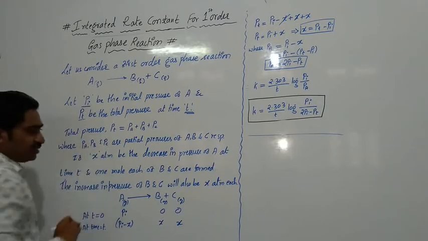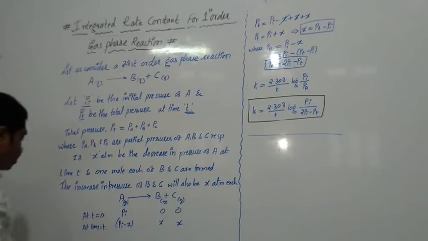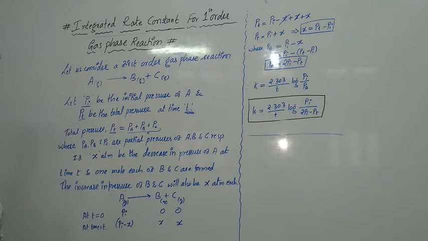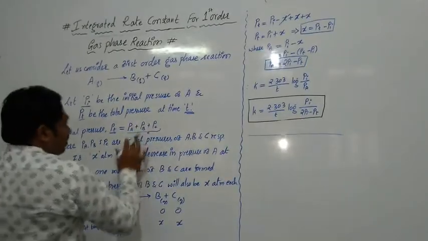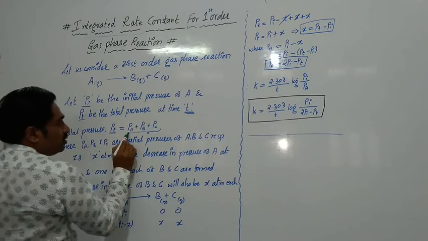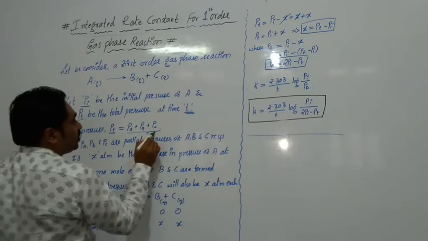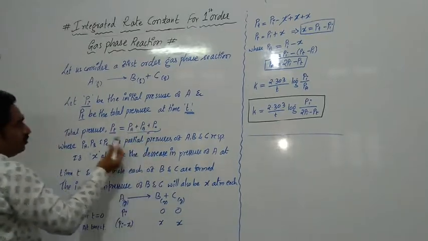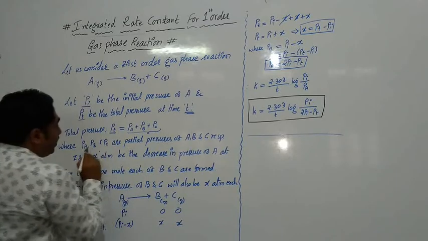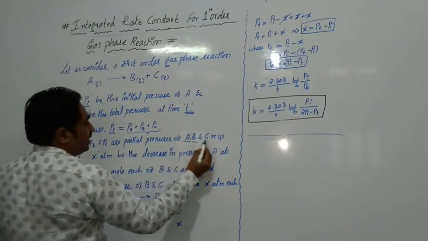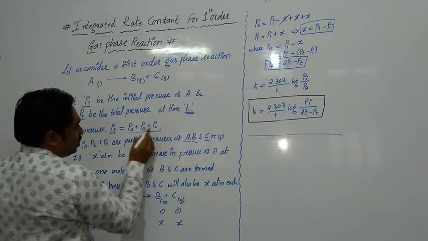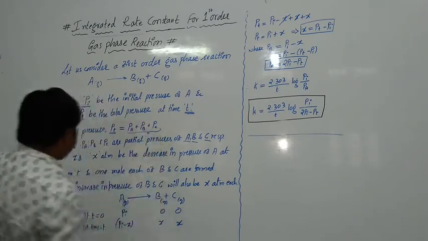At time equals T, the total pressure is given, according to Dalton's law of partial pressure, as the sum of the partial pressures of all the components of a gas mixture, isn't it? In our mixture there are three components, one reactant and two products. So the total pressure is equal to the partial pressure of A, partial pressure of B and partial pressure of C. On summing them all, I get the total pressure of that system. Here PA, PB and PC are the partial pressures of A, B and C respectively.